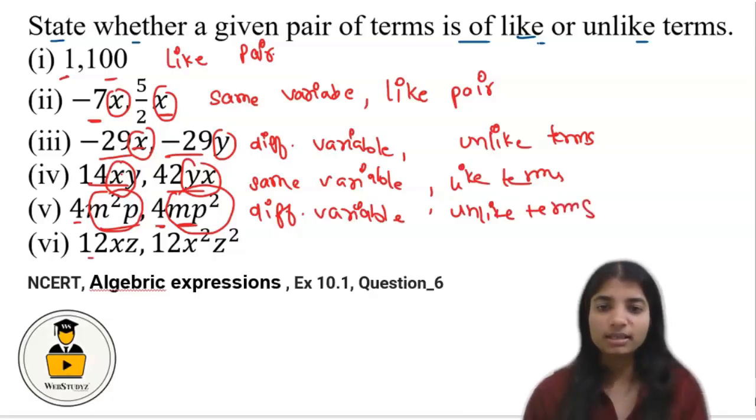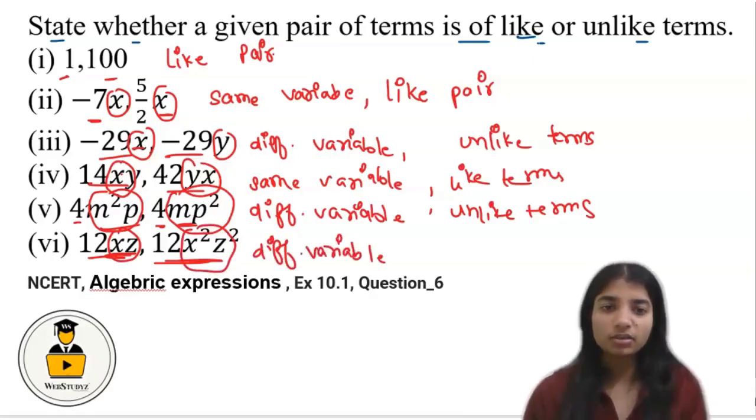Now the sixth is 12xz and 12x square z square. The first is xz and the other is x square z square. So both have different variables. If the variables are different, we can say that they are unlike terms. So this is the answer to the given question.